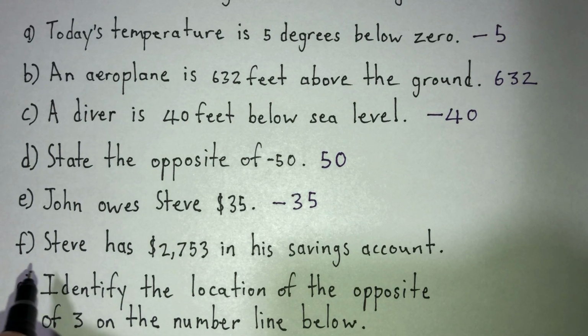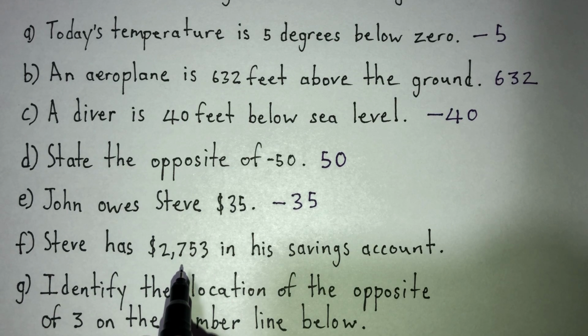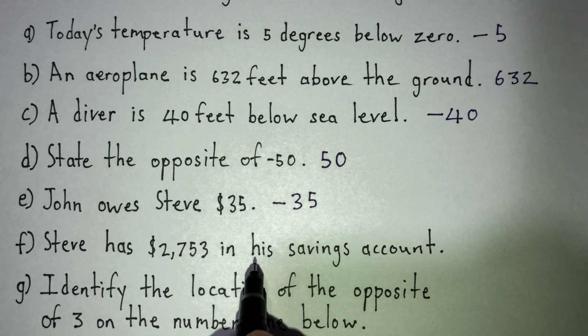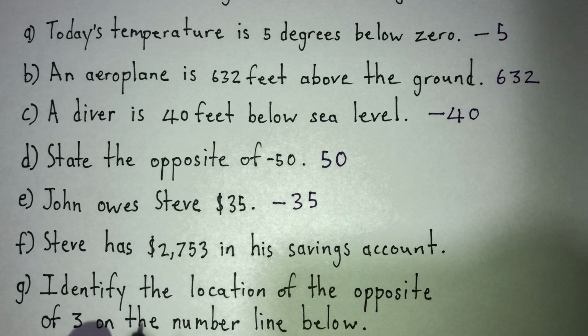Question F. Steve has $2,753 in his savings account. Steve has that amount of money, therefore it is a positive value. It's not a case that Steve owes $2,753.